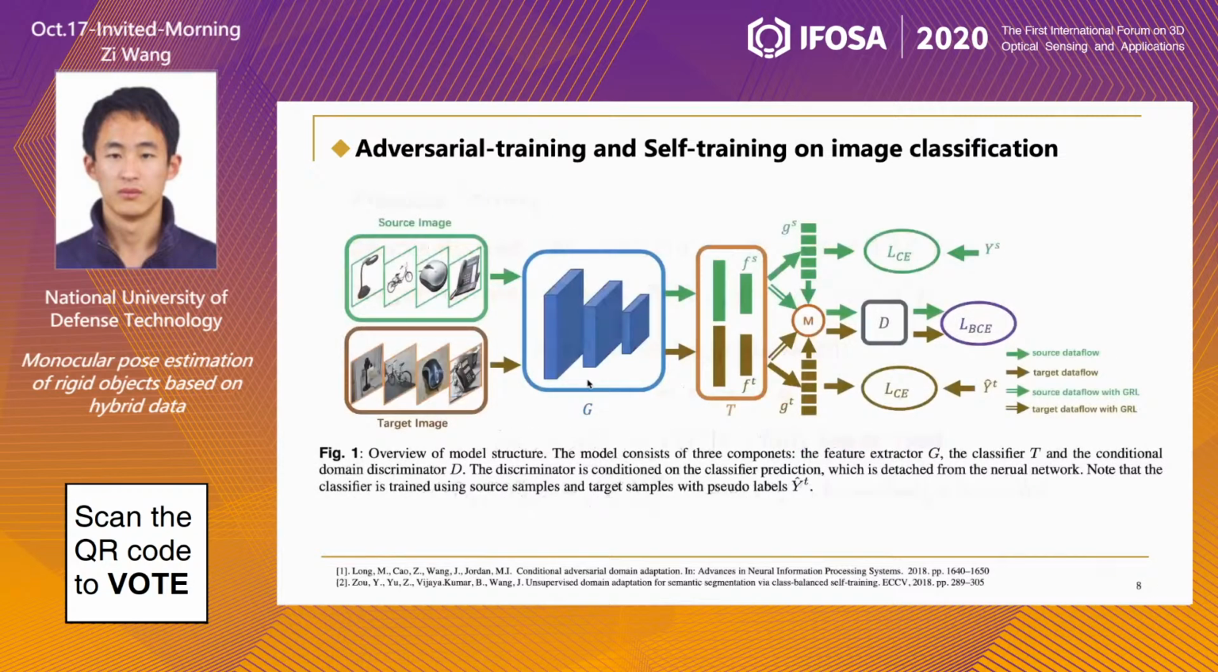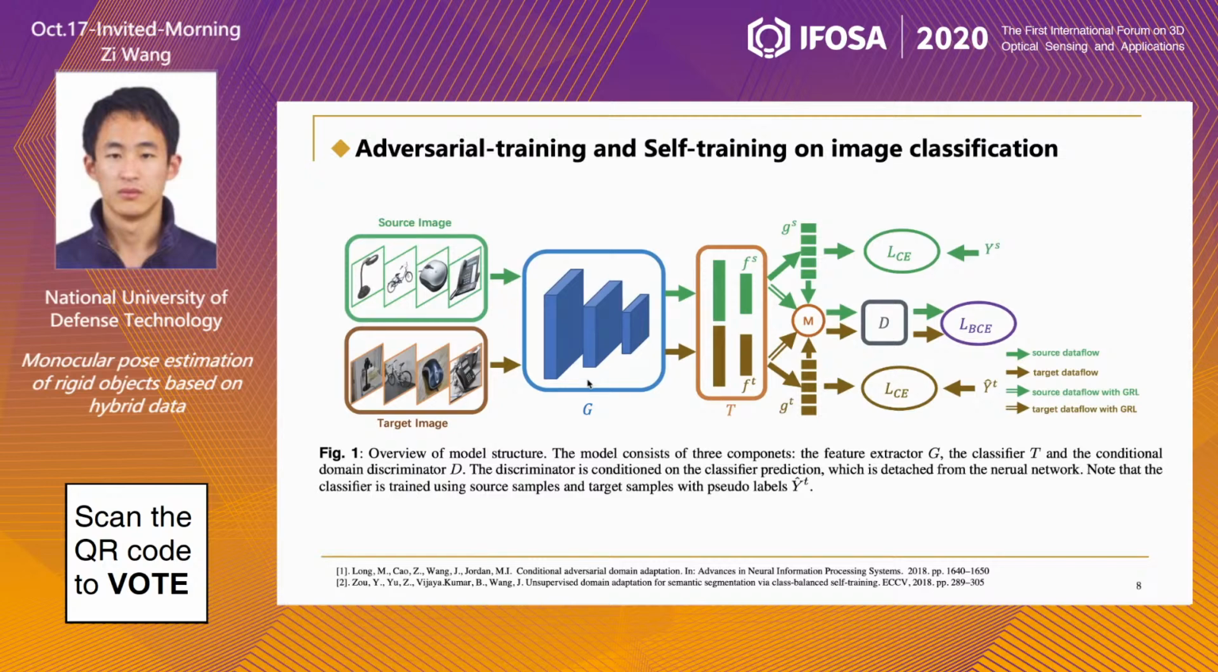Our method is based on adversarial training and self-training, where we unify conditional adversarial training and self-training in one loss function. Figure 1 shows the model structure. The model consists of 3 components: the feature extractor G, the classifier F, and the conditional domain discriminator D. In a training batch, source images and target images are sent into feature extractor G. Then the classifier makes a prediction on both features, where f is the last feature in the classifier, and g is the output through softmax.